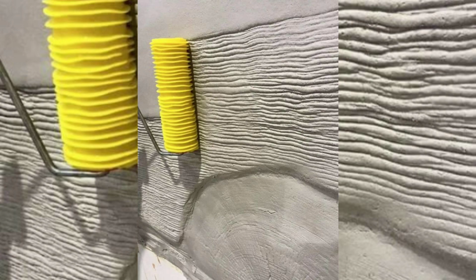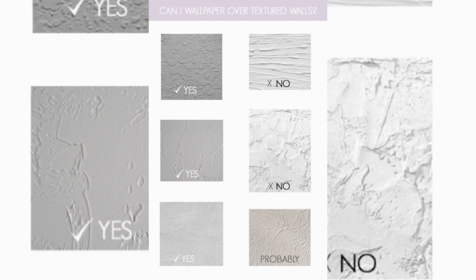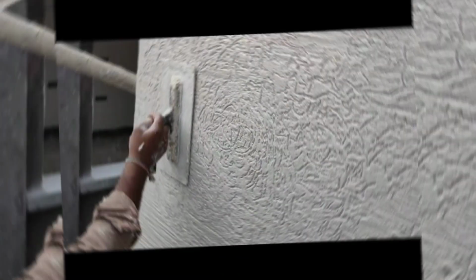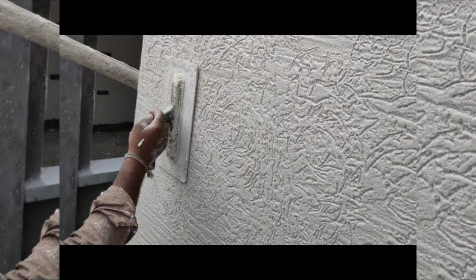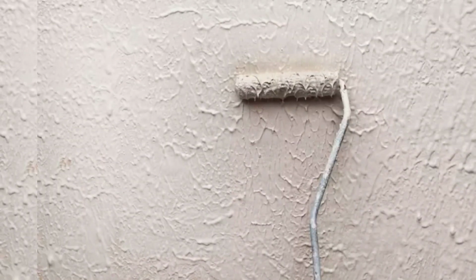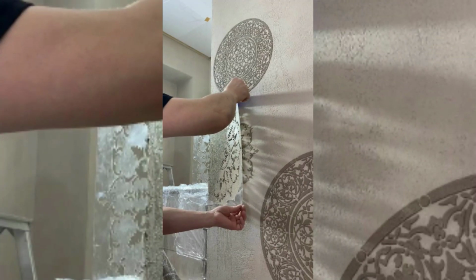Sponge painting. Using a sponge to apply paint can create a soft, textured look with a slightly mottled appearance. This technique allows for creativity with color combinations. Metallic textures. Metallic texture paints can add a touch of glamour and sophistication to your walls. They create a shimmering, reflective surface that's particularly effective in spaces with ample natural light.